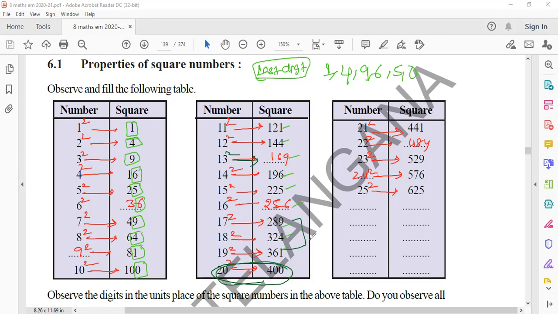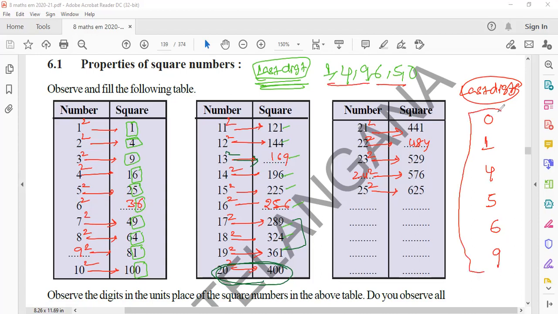Whatever number you square, the last digit is one of these numbers only. What are the numbers? Try to copy. I'll write them in sequence order. Last digit: 0, 1, 4, 5, 6, 9. There are 6 digits. These 6 digits should be the last digit of the square, whatever number you square. Are you getting my point or not?